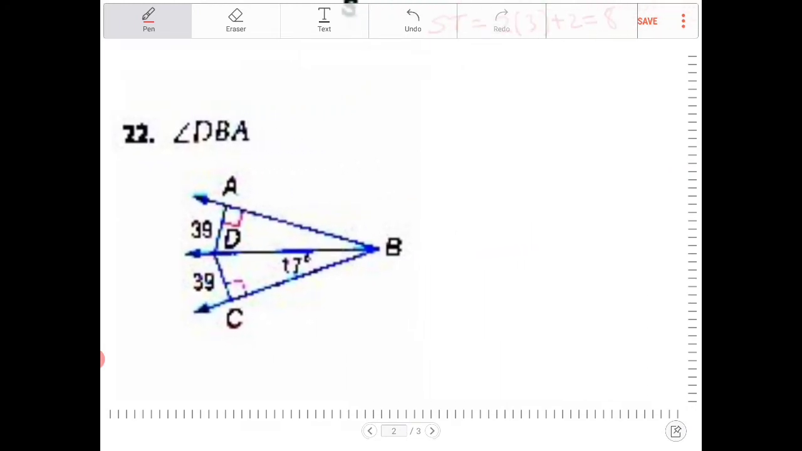Question 22, DBA. I need to find out what angle DBA is. This is again an angle bisector because point D is equal in distance to both sides of the angle. So therefore angle DBA is also going to equal 17 degrees.